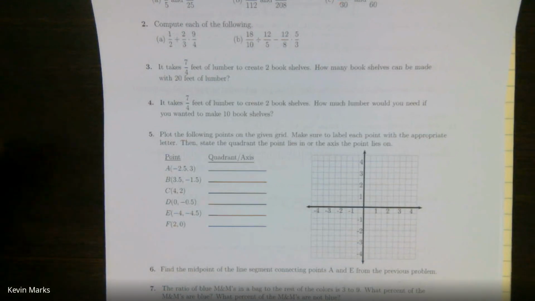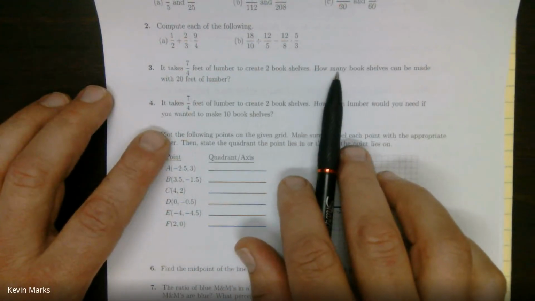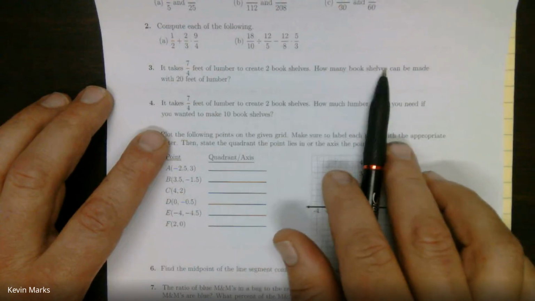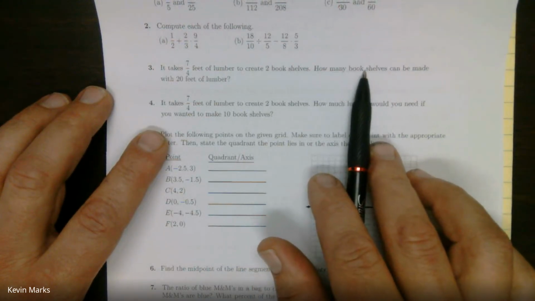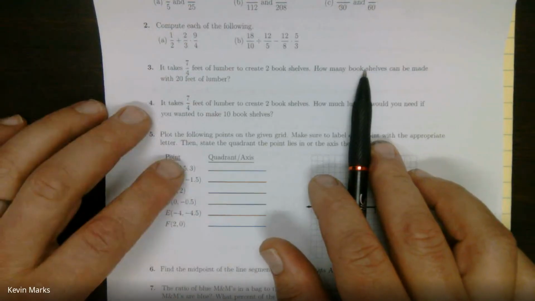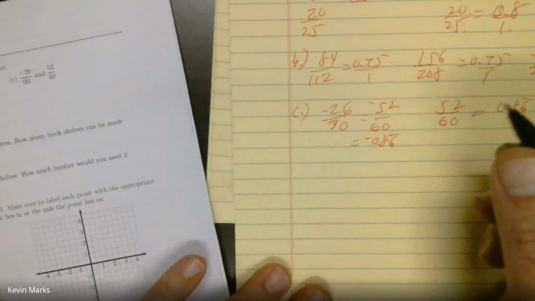So when you're doing these types of problems, you always want to think, what is it that I'm starting with? What is it that I want to end with? How do I make that happen? Right? So how many bookshelves? The question there is how many bookshelves? That's my end game, right? But what I have is 20 feet of lumber.